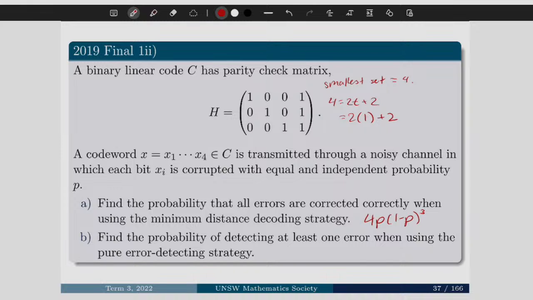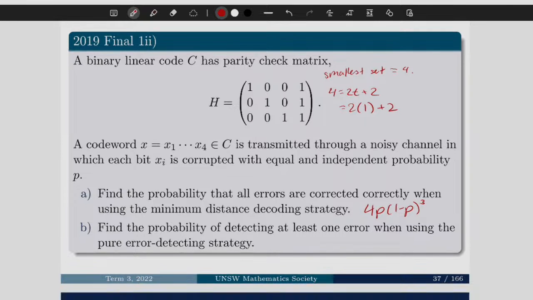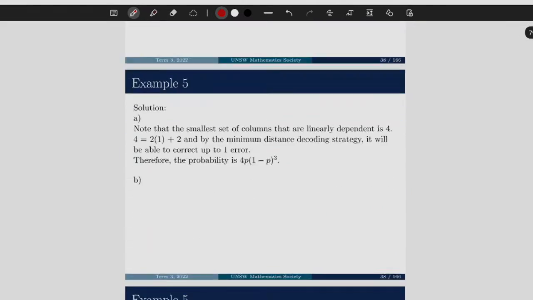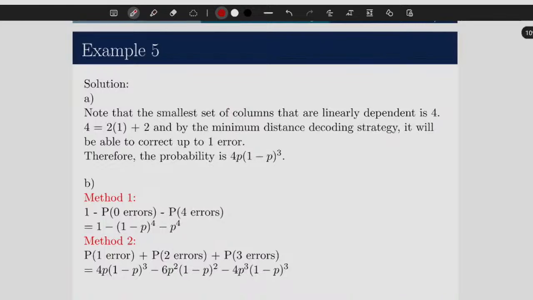Now, find the probability of detecting at least 1 error when using the pure error detecting strategy, right? We can think of this in 2 different ways. If it's at least 1 error, then there is going to be either 1 error, 2 errors, or 3 errors, and we can just add all of those probabilities together, right? Alternatively, the other way that we can think about it is just 1 minus the probability of 0 errors or the probability of 4 errors, right? Both valid ways to think about it.